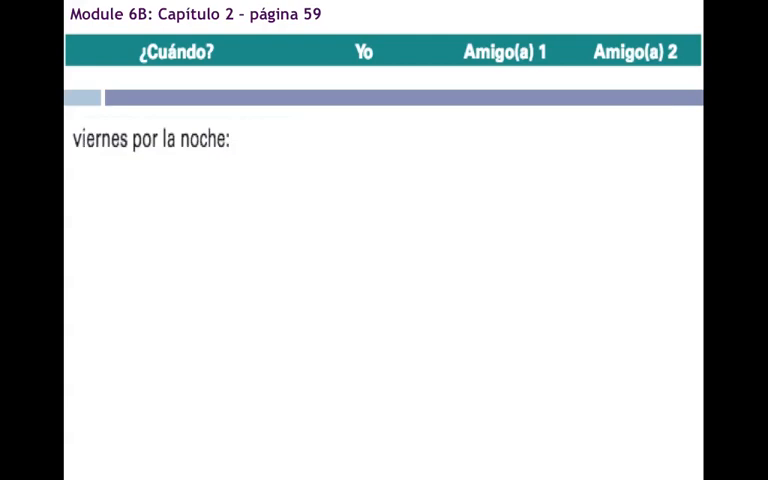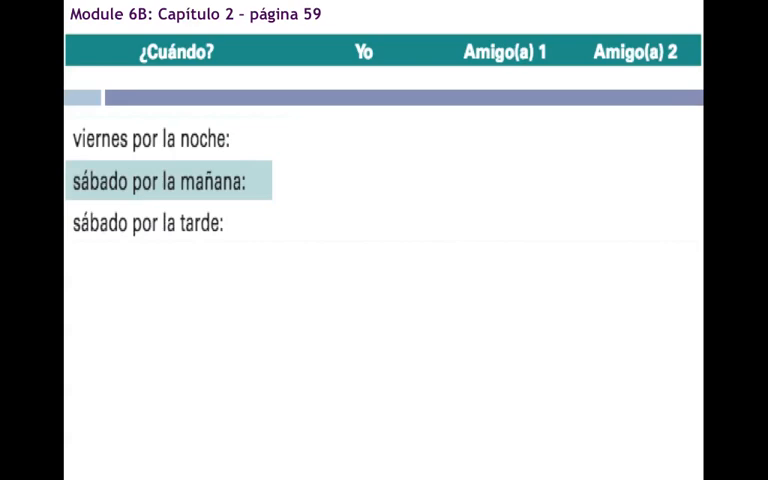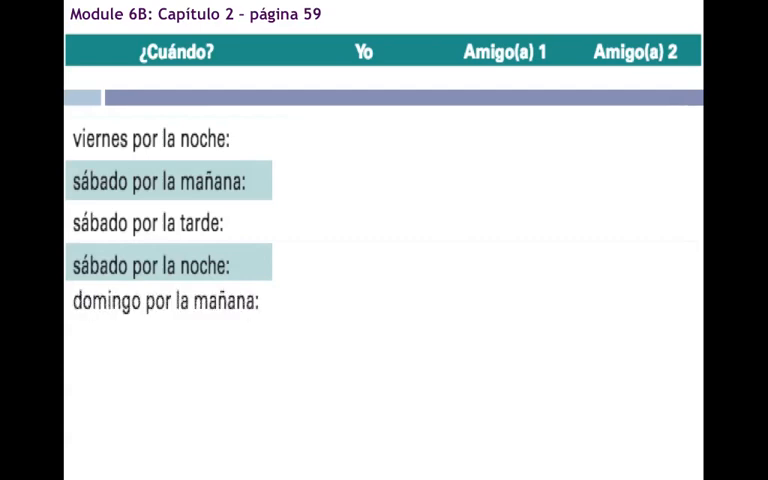Repitan, por favor. Viernes por la noche. Sábado por la mañana. Saturday during the morning. Repitan. Sábado por la tarde. Saturday during the afternoon. Repitan. Sábado por la noche. Saturday during the night. Repitan. Domingo por la mañana. Sunday during the morning. Repitan. Domingo por la tarde.